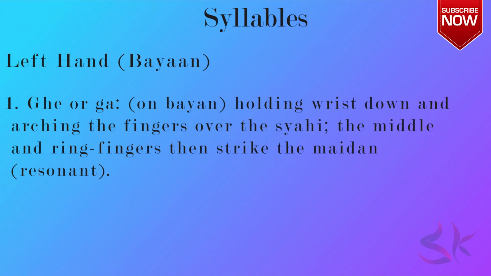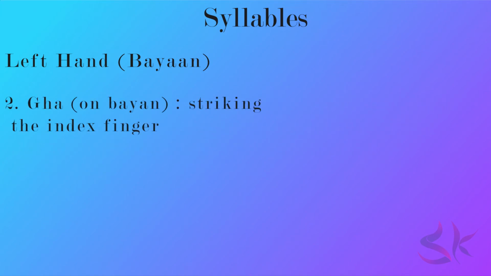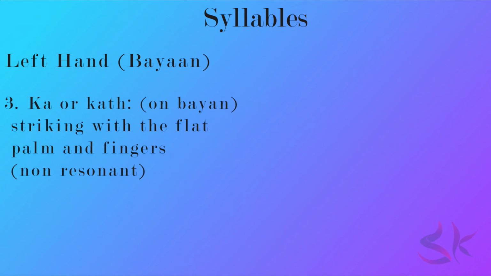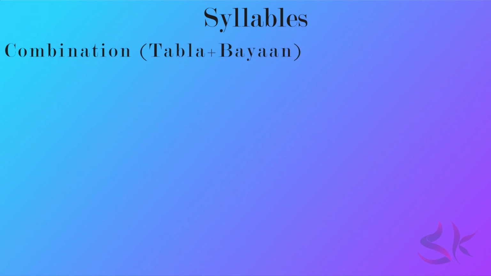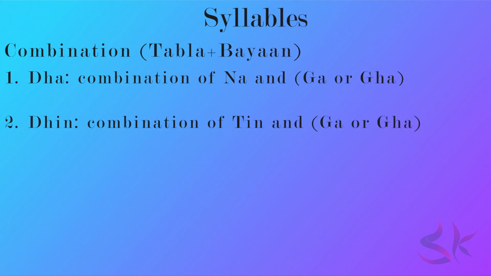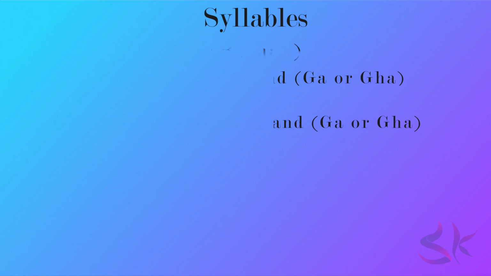Holding the wrist down and arching the fingers over the syahi, the middle and ring fingers then strike the maidan. Number 2, gha. Striking with the index finger. Number 3, ka or kat. Striking with the flat palm and fingers. Now, there are syllables which are a combination of both right and left, and they are number 1, dha, combination of na and ga. Dhin, combination of tin and ga.